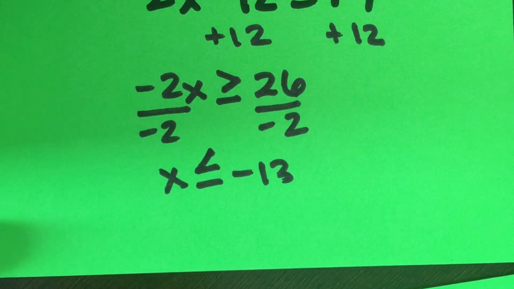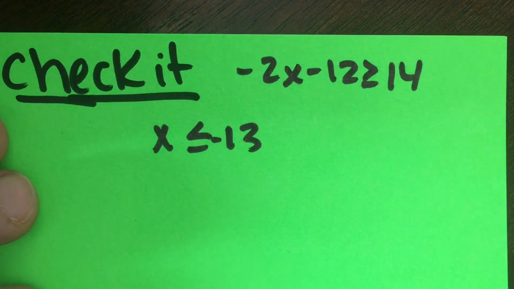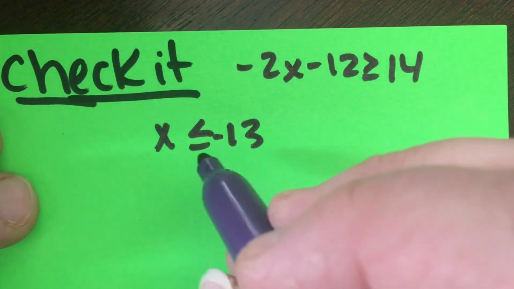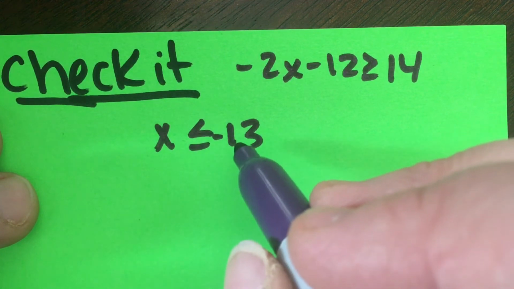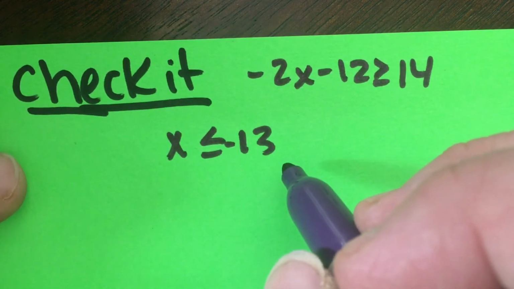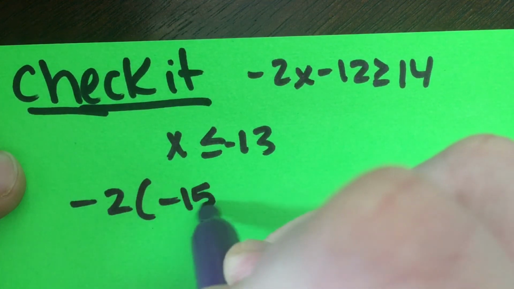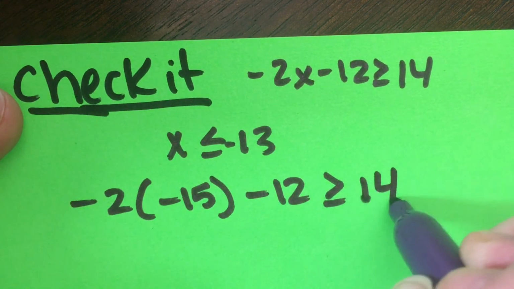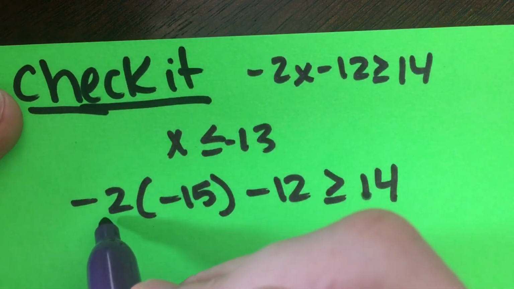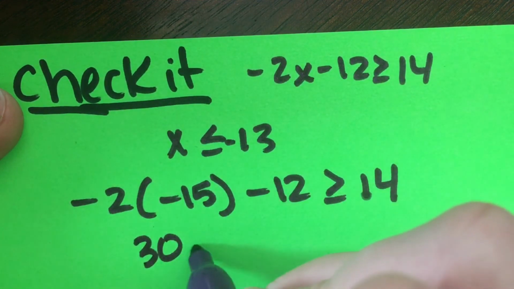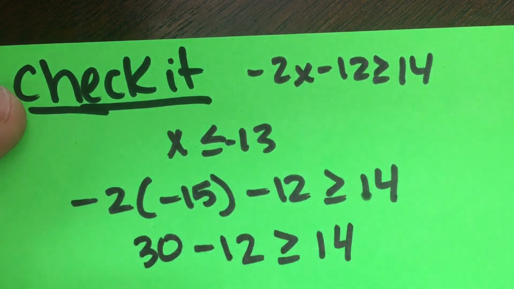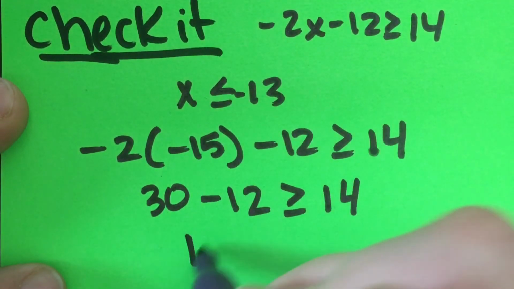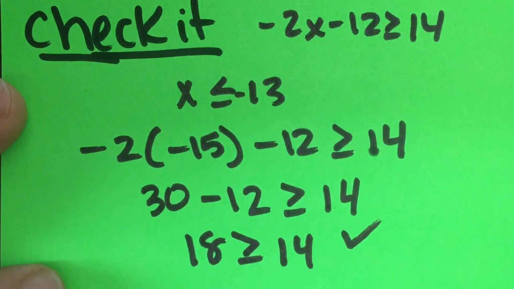If x is less than or equal to negative 13, I'm just going to rewrite that equation. This is where we did a sign flip. So give me a number that is less than negative 13, so more negative. Well, maybe we think of negative 15. So that'd be negative 2 times negative 15, subtract 12. Let's see if that is greater than or equal to 14, right? Going back into the original equation. So negative 2 times negative 15 is a positive 30. We're going to subtract 12 and ask ourselves, is this greater than 14? 30 subtract 12 is 18, and 18 is in fact greater than 14.